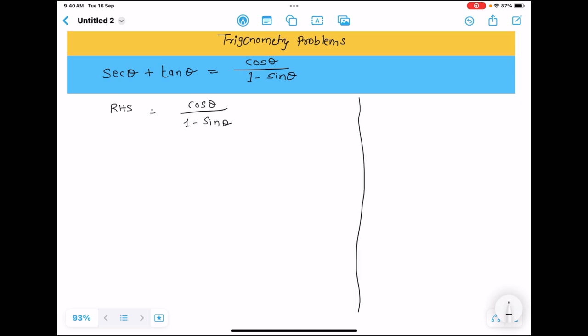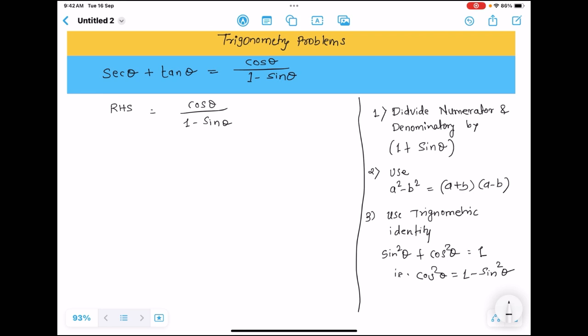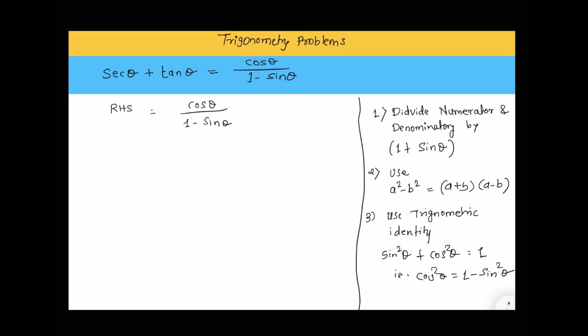To solve this problem, you focus on right hand side first, that is cos theta upon 1 minus sin theta. Hint number 1, divide numerator and denominator by 1 plus sin theta, which is additive inverse of denominator 1 minus sin theta. Second, use A square minus B square concept with expansion A plus B, A minus B. Apply this. And third, use trigonometric identity sin square theta plus cos square theta is equal to 1. Simplifying this, cos square theta is equal to 1 minus sin square theta. Replace this value and try to solve this on your own.